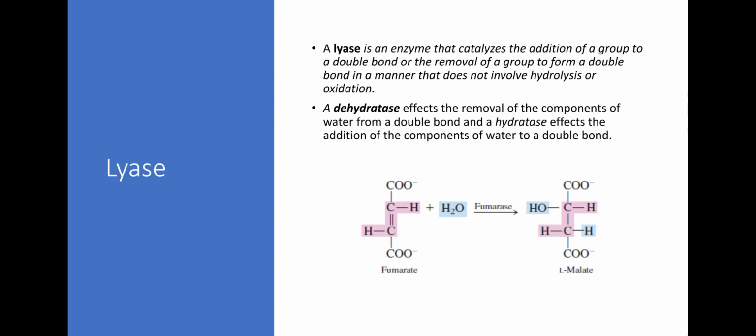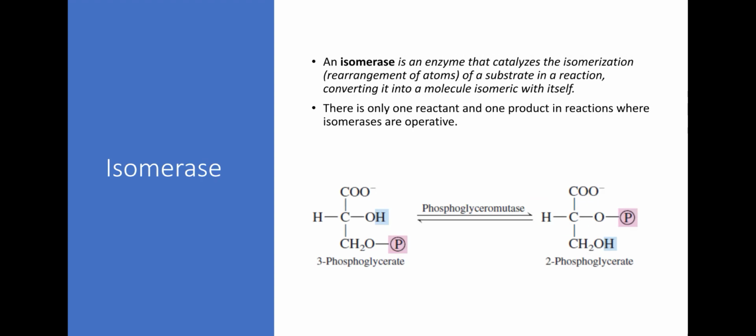The next class is lyase. So what is lyase? No, it is not the word you say when you want someone to go away. Lyase is an enzyme that catalyzes the addition of a group to a double bond or removal of a group to form a double bond in a manner that does not involve hydrolysis or oxidation. In the example below, you can see the fumarase, an enzyme that is an example of a dehydratase, causes the addition of components of water to a double bond.